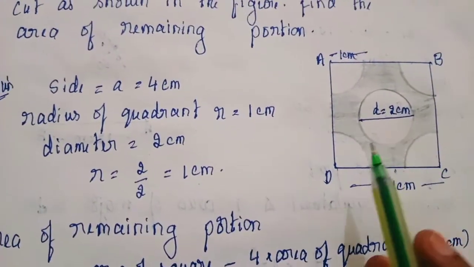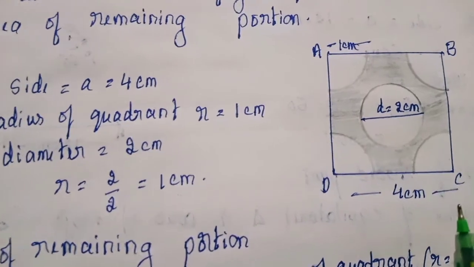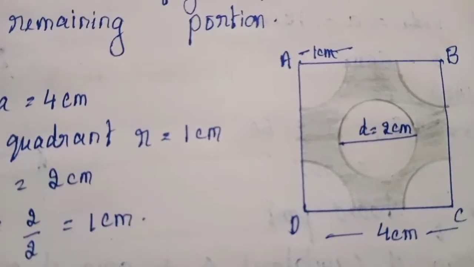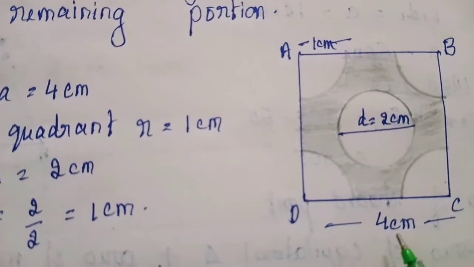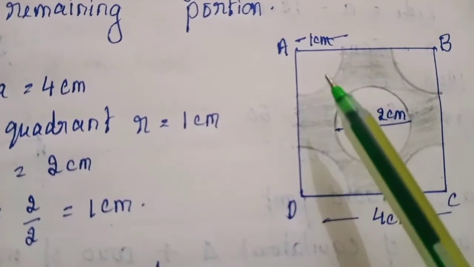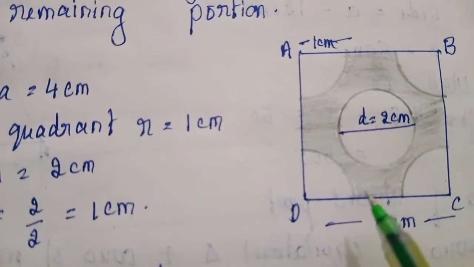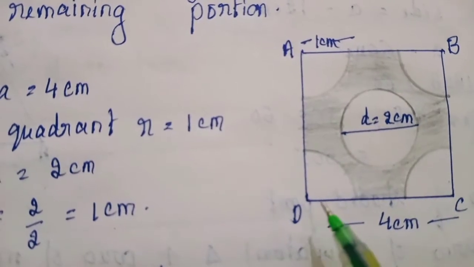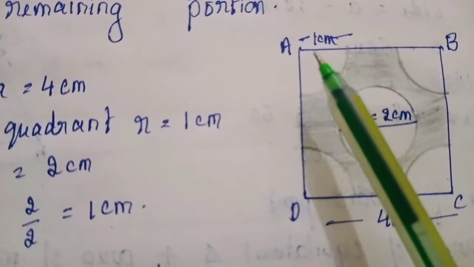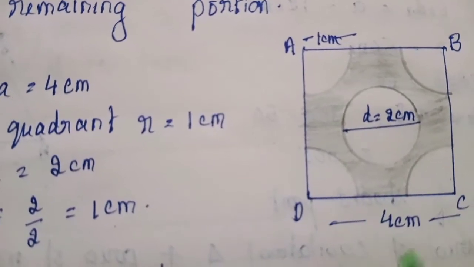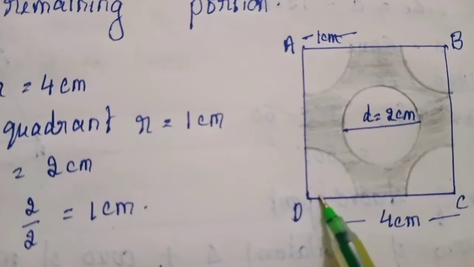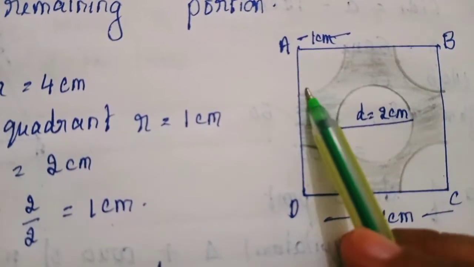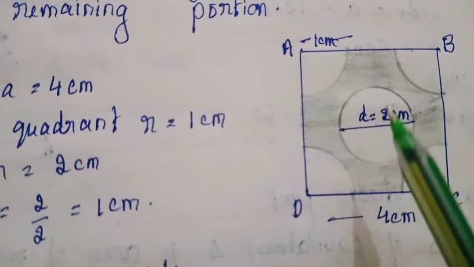Now try to understand the question with the help of the diagram. Here you can see ABCD is a square. The edge of the square is 4 cm, as given. In this square, at the 4 corners, you can see these quadrants are removed, that is, 1 cm radius quadrants. Why is it called a quadrant? Because in a square, each angle is 90 degrees. Therefore, all these 4 are quadrants with radius 1 cm.